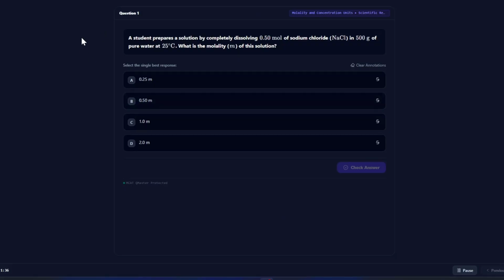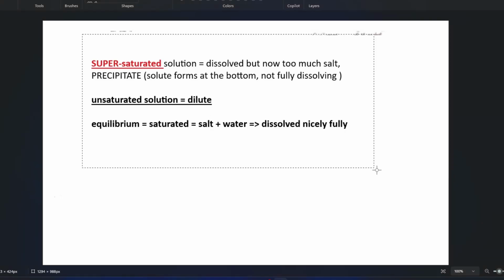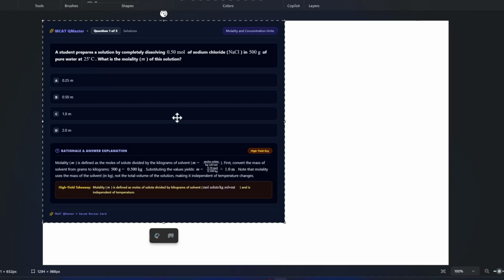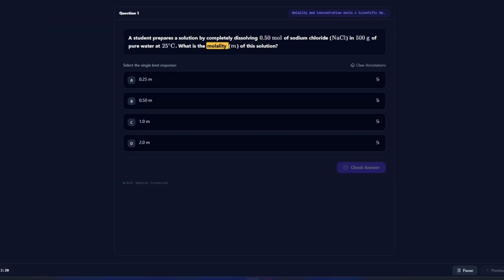Okay, everyone, so these are the three practice problems. Right now we have one on molality and concentration units. A student prepares a solution by completely dissolving 0.5 mole of sodium chloride, NaCl, in 500 grams of pure water at 25 degrees Celsius. What is the molality of the solution? To solve for molality, I'm going to put this as a screenshot and use the tool as I designed it to be used. Now we're going to solve for molality. Without looking at this solution, we're going to go to the review sheet.